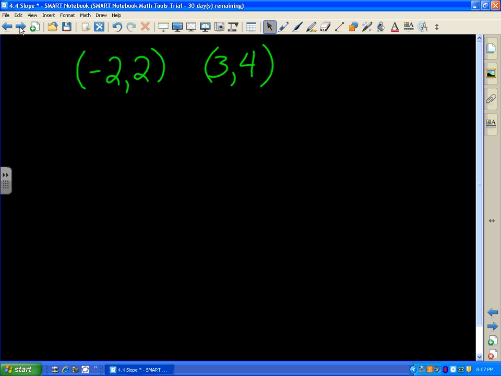Remember your slope formula. M is equal to y sub 2 minus y sub 1 divided by x sub 2 minus x sub 1. You might have the question, how do you know which one is y sub 2 and which one's y sub 1?